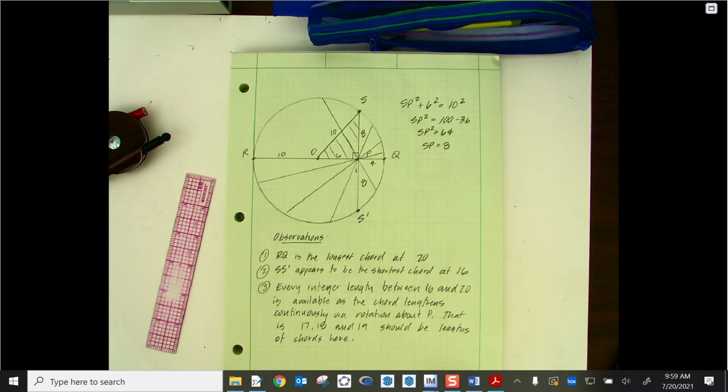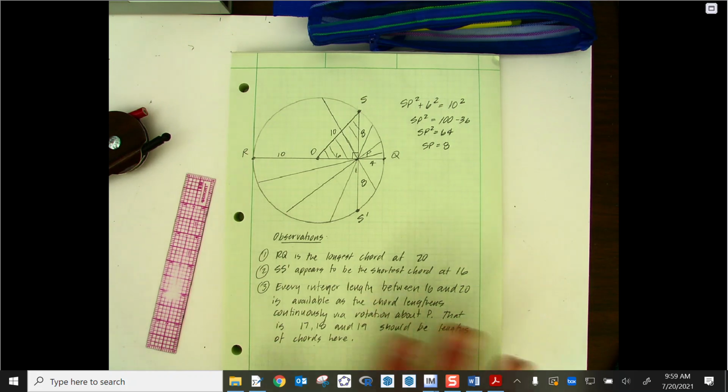And at first glance, and I'd be really curious to see the distribution of answers on this one, it appears that 16 and 20 are both available, as are 17, 18, and 19, right? So to me, it seems like 16, 17, 18, 19, 20, there should be 5 chords of integer side length here, at least at first glance.